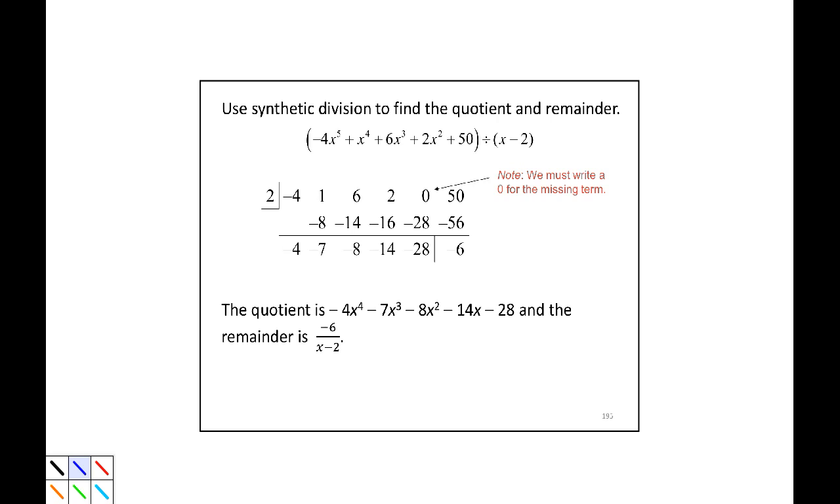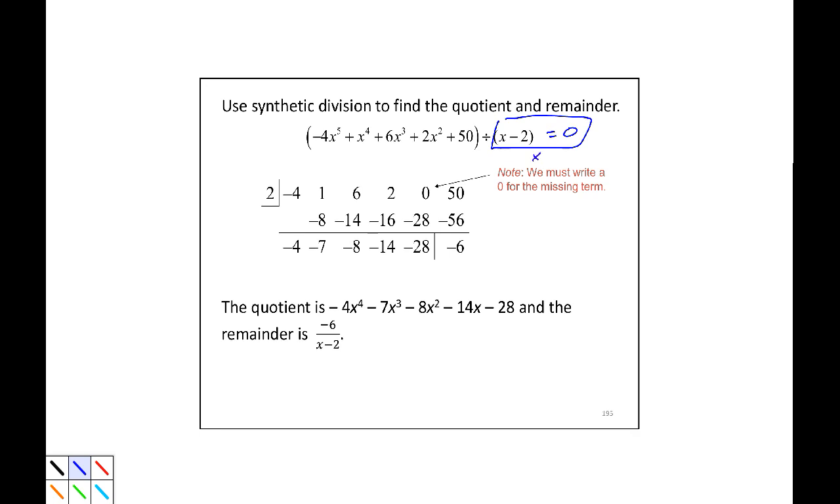All right, use synthetic division to find the quotient and remainder of negative 4x to the 5th plus x to the 4th plus 6x cubed plus 2x squared plus 50 divided by quantity x minus 2. We begin by taking the value 2 over here, and you always want to think what number would make our divisor equal to 0. Well, that would be x equals 2, so we're going to use 2 right here.